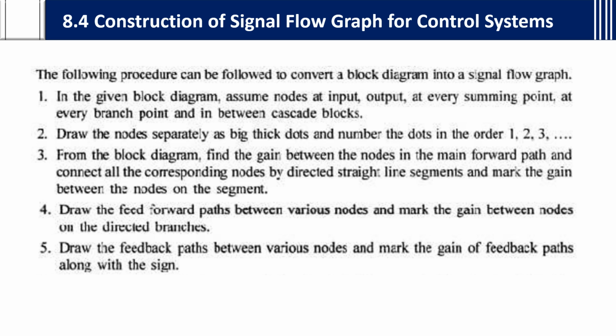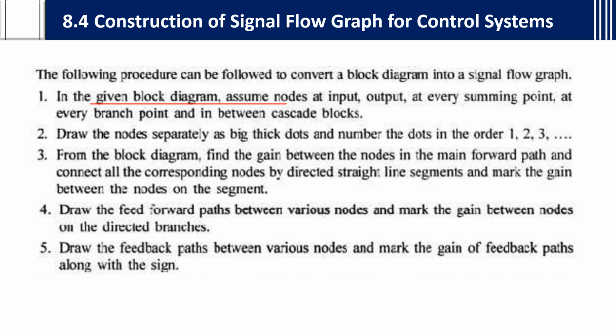Construction of signal flow graph for control systems. Final topic: the following procedure can be followed to convert a block diagram into a signal flow graph. If a block diagram is given and you need to convert it into a signal flow graph and then find the transfer function, how to do that? There is a procedure, 5 points you need to keep in mind. In the given block diagram, assume the nodes as inputs and outputs. The nodes will be inputs and outputs.